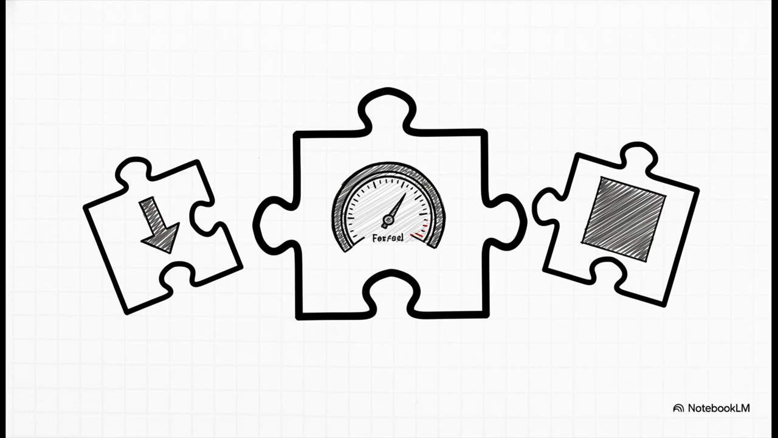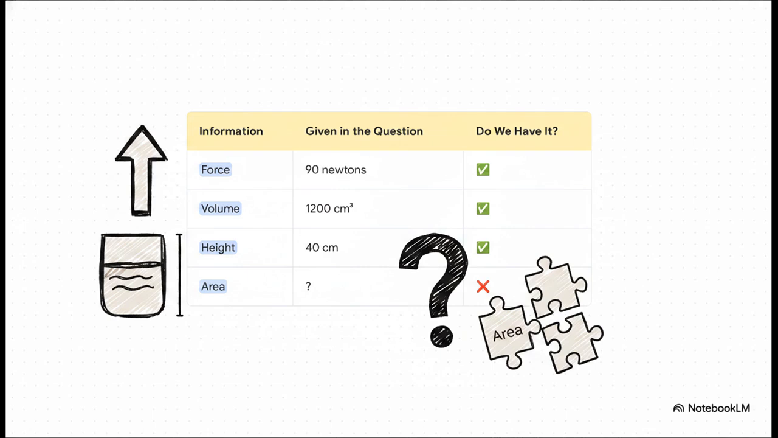So let's do a quick check. What do we have? And more importantly, what are we missing? The question is pretty generous, actually. It tells us the force is 90 newtons, check. We've also got the volume and the height. But you see that question mark? The one thing our pressure formula needs that we don't have is the area. That's the first puzzle we've got to solve.